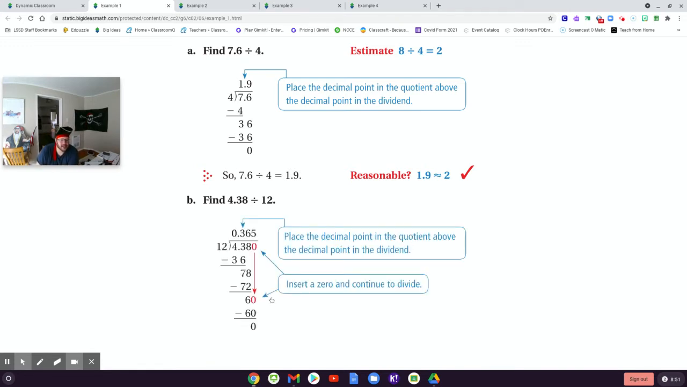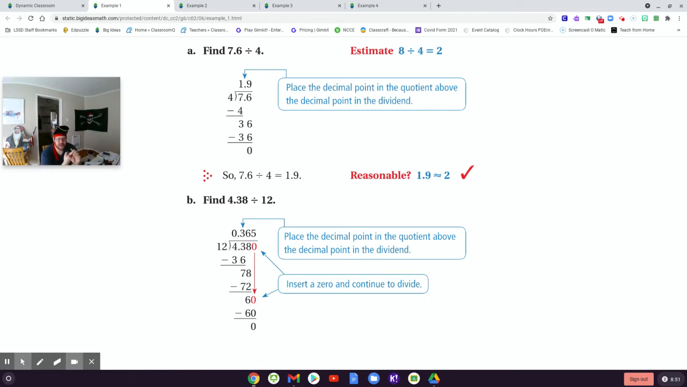All right, so for this one, you might have found out, wait a minute, something's wrong here. When I divide 4.38 by 12, I end up with a remainder of 6. So with decimals, you can't have a remainder. That's the trick. So what you do is you add a 0 and you bring down the 0. And you end up, now 12 can go into 60 5 times. 5 times 12 is 60. Now there's no remainder. So the thing with decimals is you never end up with a remainder. You just add a 0, bring it down, and keep going.